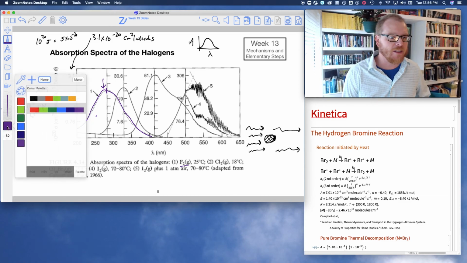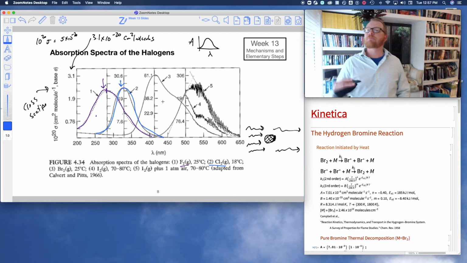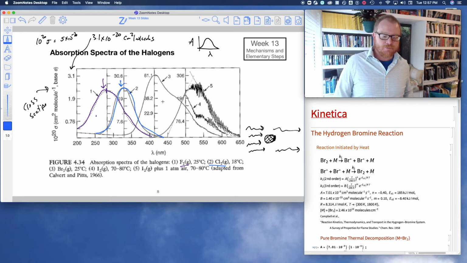So the next one, let's see, I'll go with maybe like a blue color. Okay, so the next one, as you might guess, in order of the periodic table is going to be chlorine. Right there it is, number 2, chlorine gas. Okay, very cool. And you can see its lambda max shifts to a slightly longer wavelength, which makes good sense when you consider the ionization energy and the other periodic trends of these halogens.